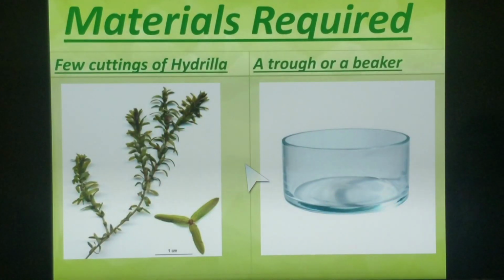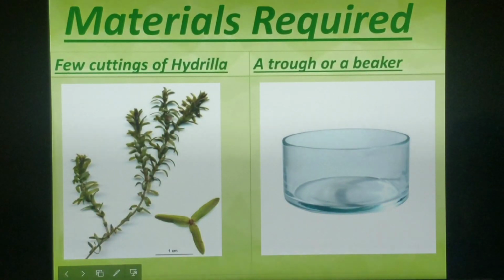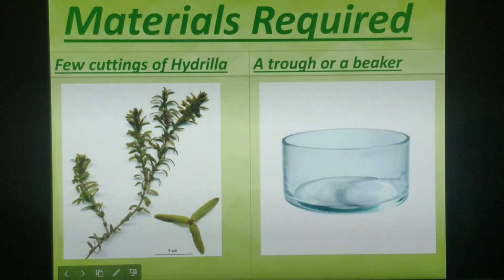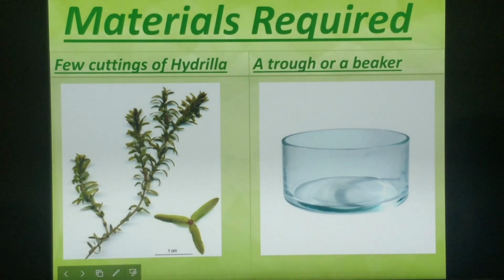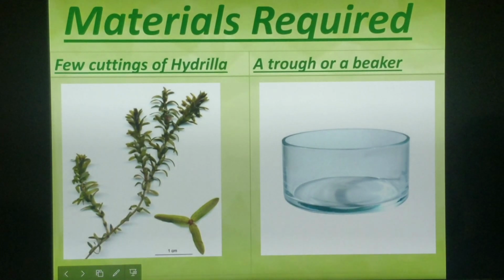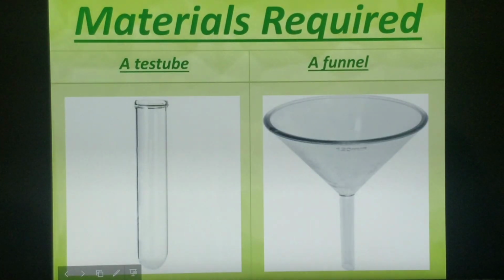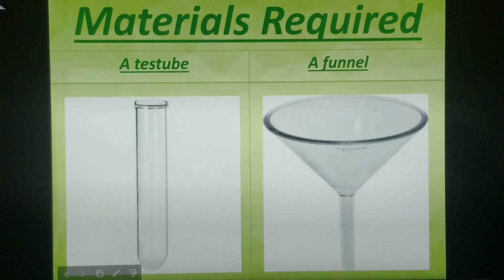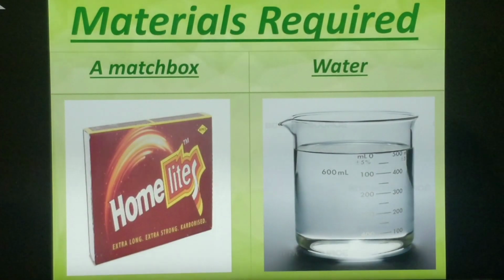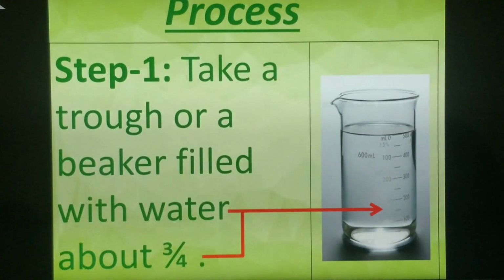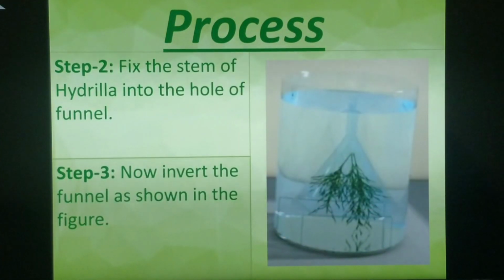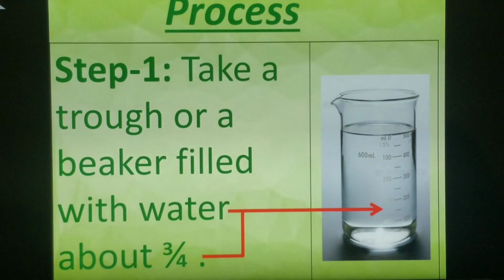Now, the materials that you require for photosynthesis, this experiment is few cuttings of hydrilla, a trough or a beaker. You can take any of these. With test tube, a funnel, a matchbox and water. Now the process, how you'll perform it.